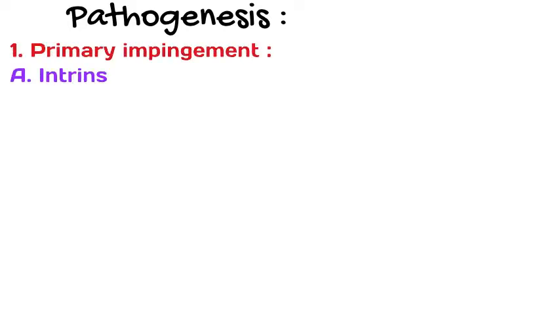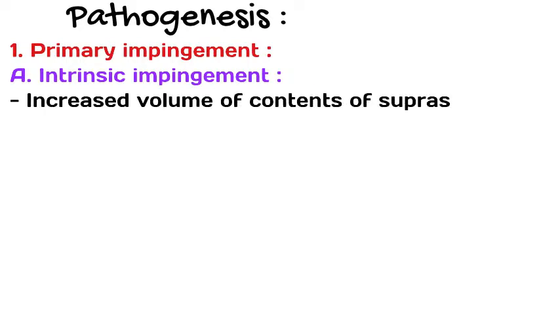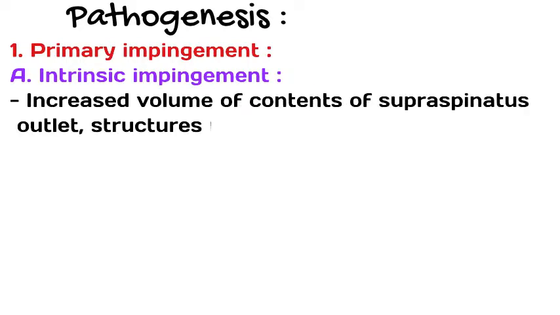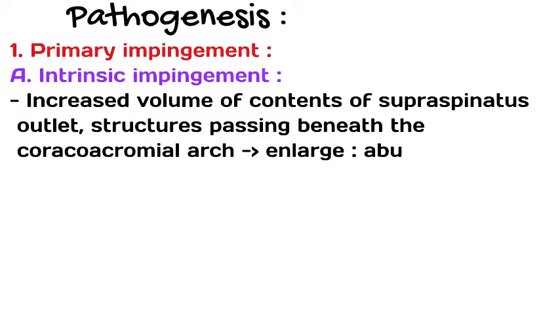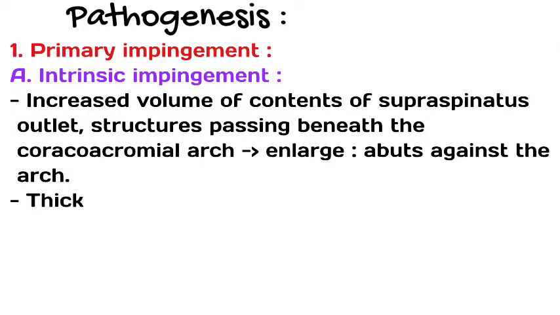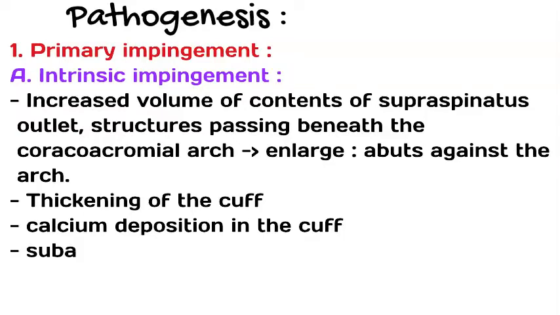The pathogenesis of painful arc syndrome can be divided into 1. Primary impingement, 2. Secondary impingement, 3. Subcoracoid impingement, and 4. Internal impingement. Primary impingement can be further divided into A. Intrinsic impingement and B. Extrinsic impingement. For A. Intrinsic impingement, there is an increased volume of contents of the supraspinatus outlet.